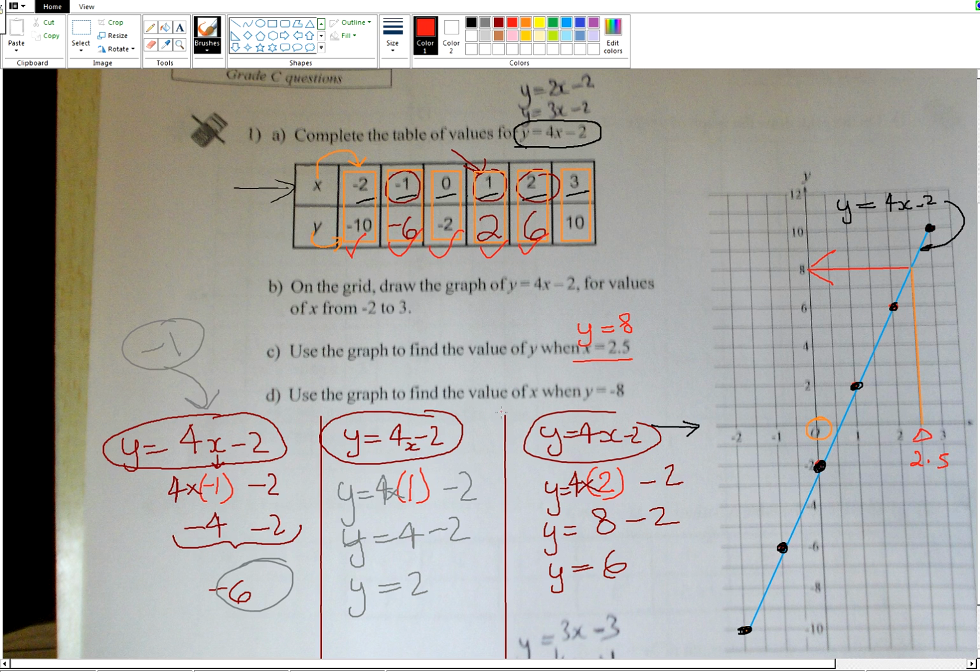The next question says, use the graph to find the value of x when y is equal to minus 8. So now let's use a different color. Minus 8. Where's minus 8? When y is equal to minus 8, it is here. So you go across, you go to there. You see what is on your graph? Is yours going to exactly minus 1.5?